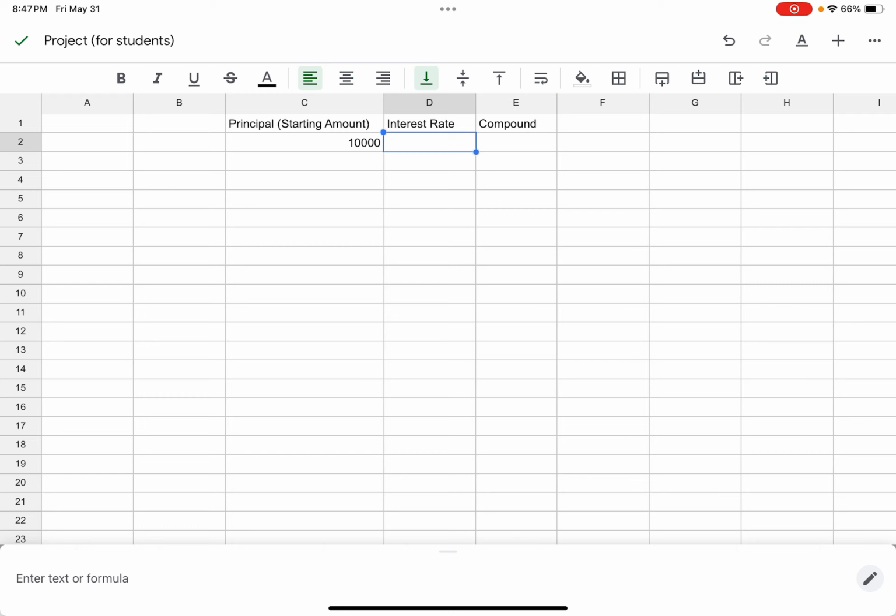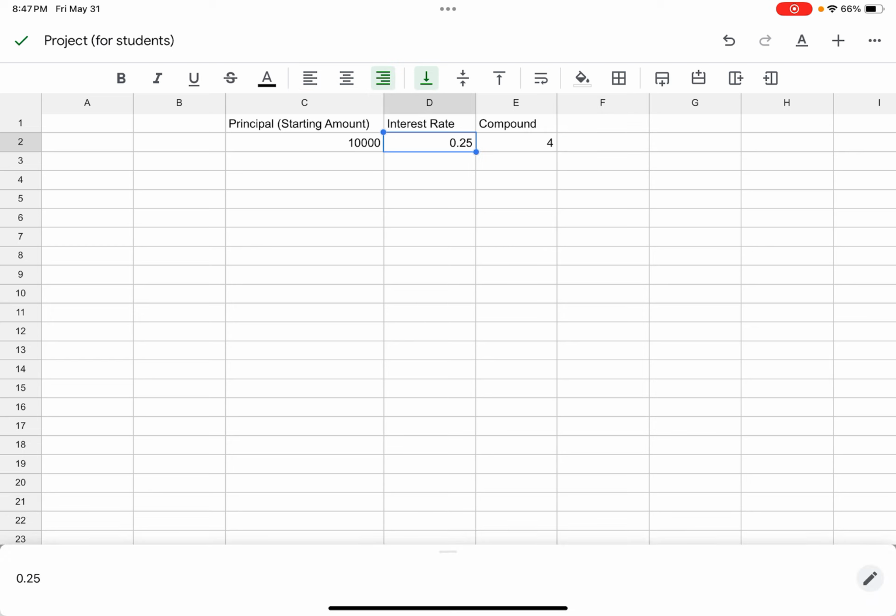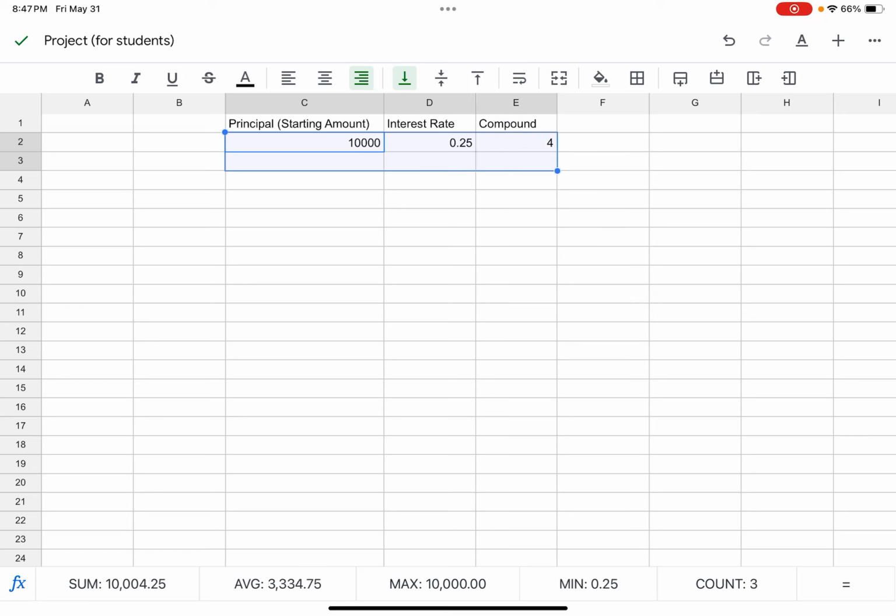Interest rate, so if I were doing my car example, I would say, okay, the interest rate is, let's just say 25%, so I'm going to say 0.25. It's probably going to be lower than that, like 0.025 or something like that. And then compound, I'm just going to pick an arbitrary number, 4. If you're doing a car, it's probably more than $10,000 for a car. The interest rate is probably a little bit lower, and it's compounded probably 12 times. So this would be the part of the project that you determine, these 3.